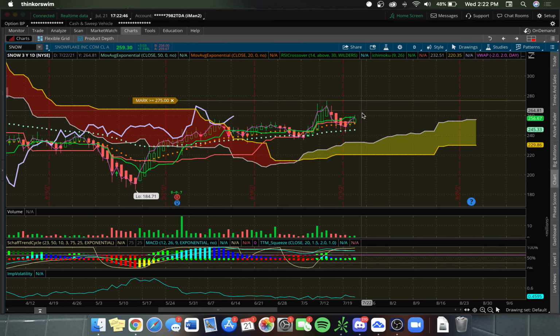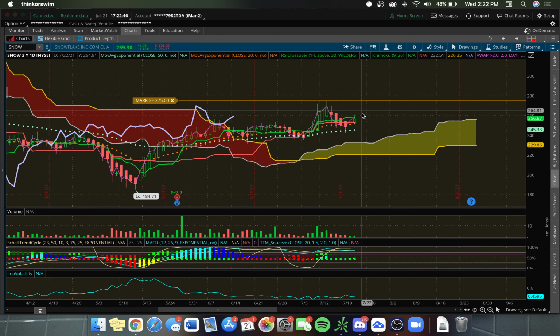I have my alert set on Snow. I'll set it again for tomorrow. I've set it every single day. Breakout over the 260 area. I'll set it for 262 just in case. So if it gets over that number, I am really bullish on Snow to go at least to 275 to 280. And then above that, I have 290, 300 price targets.